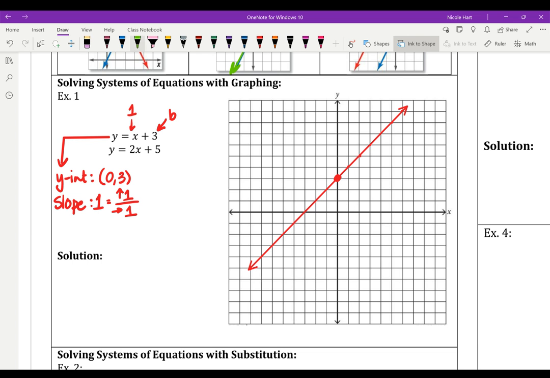Then we are going to do the second equation. So I'm going to write the information about that here. So y equals 2x plus 5. My y-intercept for that equation is 5. So it's going to be at 0, 5. So that's the first point I'm going to plot, 0, 5.